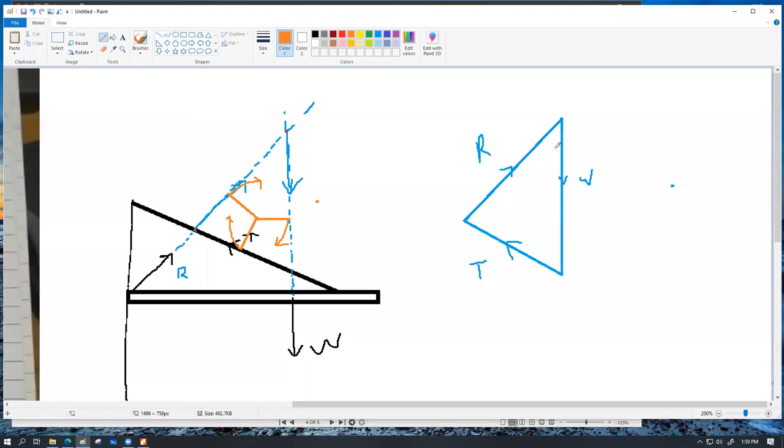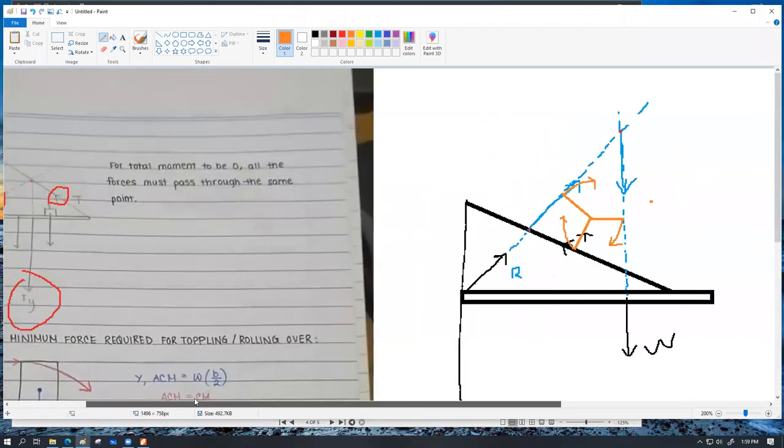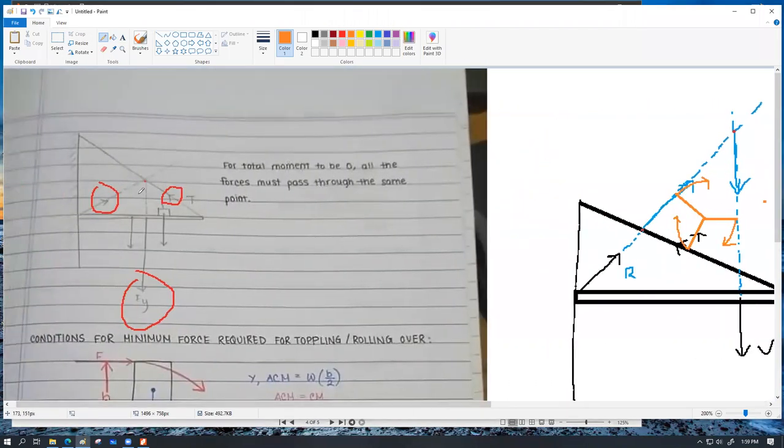Did you understand the meaning of this whole part? Why is this triangle that I'm trying to explain to you? Or in other words, why, if all the forces have a common cross point, will they produce a zero resultant moment? Is the idea clear to all of us? Yes.